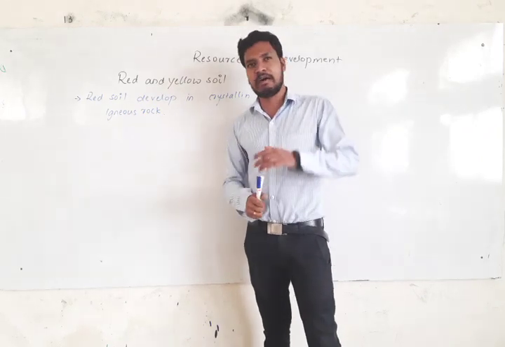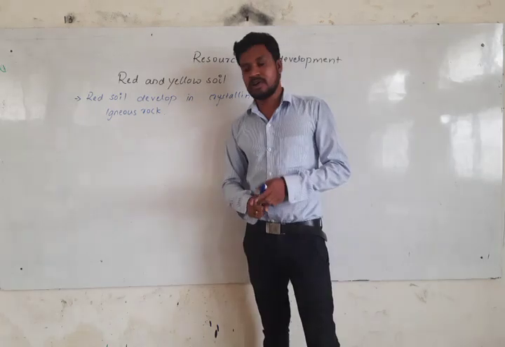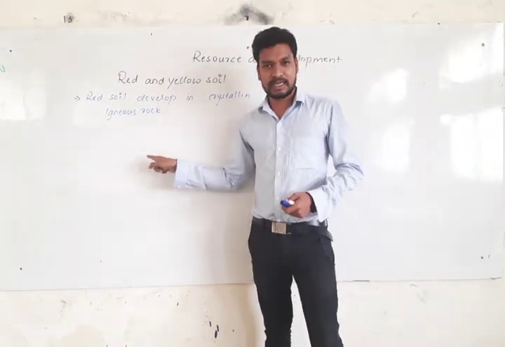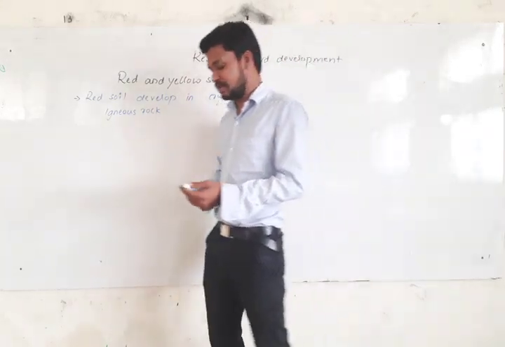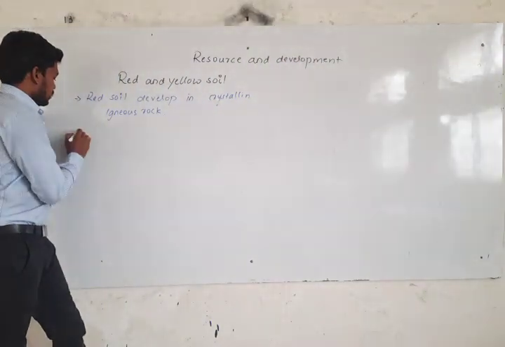In igneous rock we have many types: intrusive igneous rock and extrusive igneous rock. This red soil has formed due to intrusive igneous rock. Intrusive igneous rock, we know about that, isn't it? We discussed it in the 7th class.